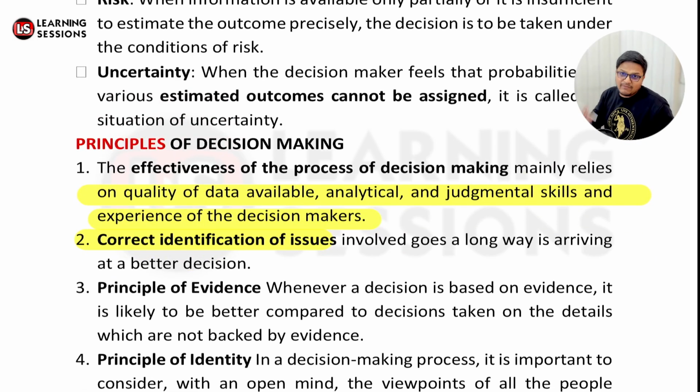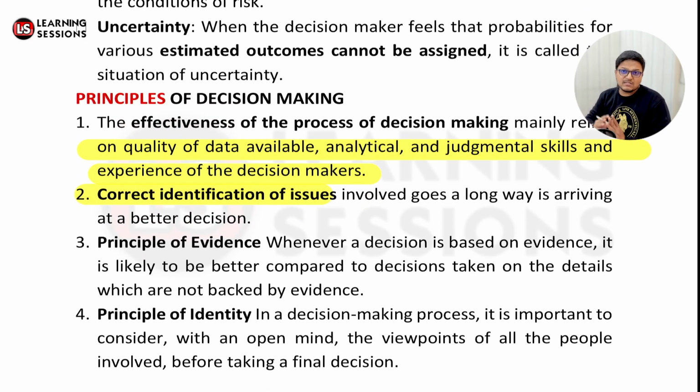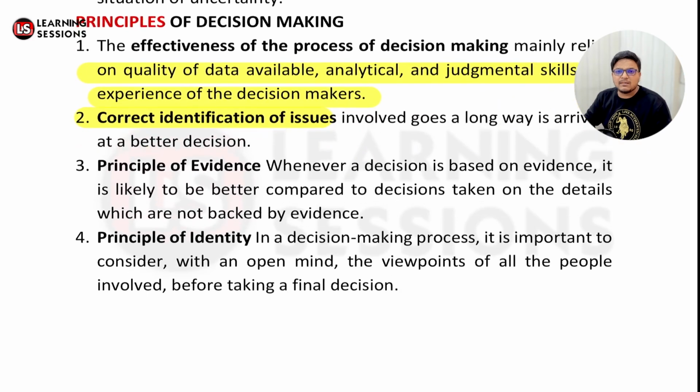The principle of evidence is related to the idea that if the decision you have made is based on evidence that is available, the decision made in such a manner will be much better compared to a decision where the evidence was not available, right? And then there's the principle of identity. In the decision-making process, it is very important, with an open mind, that the viewpoints of all the people are involved when you reach a final decision. Monopoly must not be there. The viewpoints of all the persons must be looked into when you're making a decision.